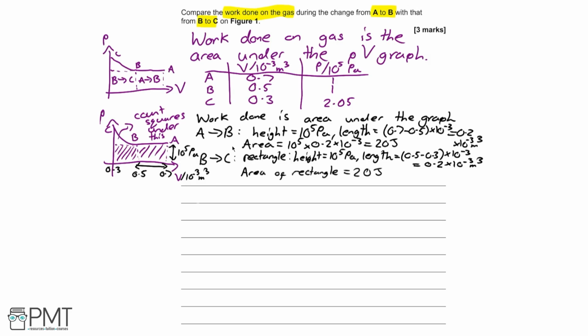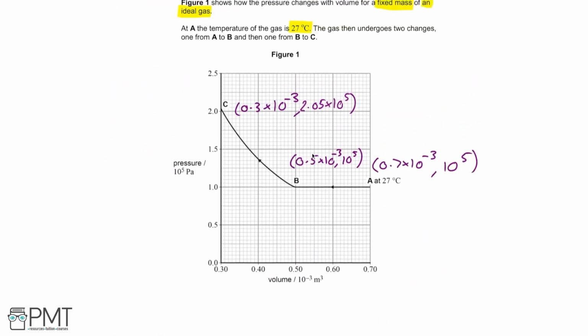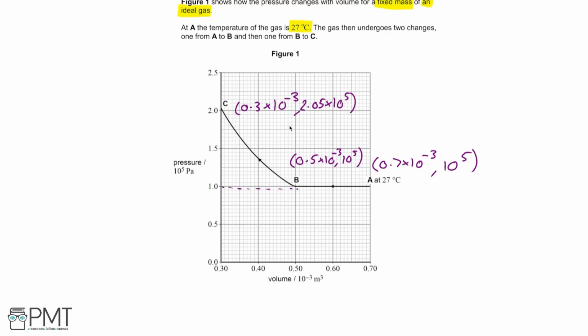Now finally, for the bit between C and B that's not taken into account by the rectangle, what we need to do is count squares. So we go up to our graph, we subdivide off the bit that's not part of the rectangle, and then we attempt to count squares. In order to proceed, we need to know what the area of one square is, because that will tell us how much work done corresponds to one square. We then need to find the total number of squares and multiply these two together.